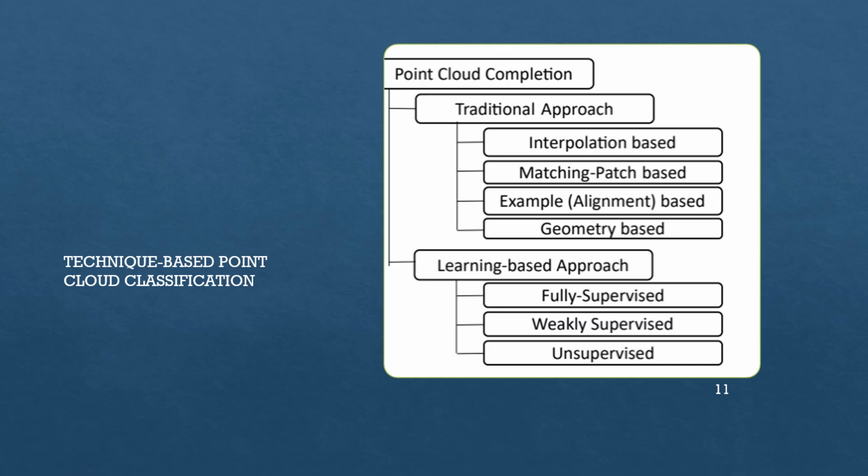Based on approach, we divide completion methods into traditional and learning-based groups. The traditional approach optimizes the parameters of shape models to fit the partial inputs, whereas the learning-based approach makes use of deep learning neural networks to predict the complete point cloud.